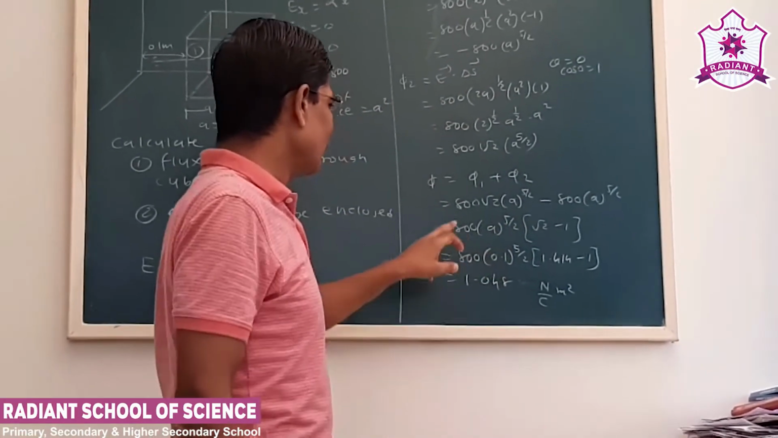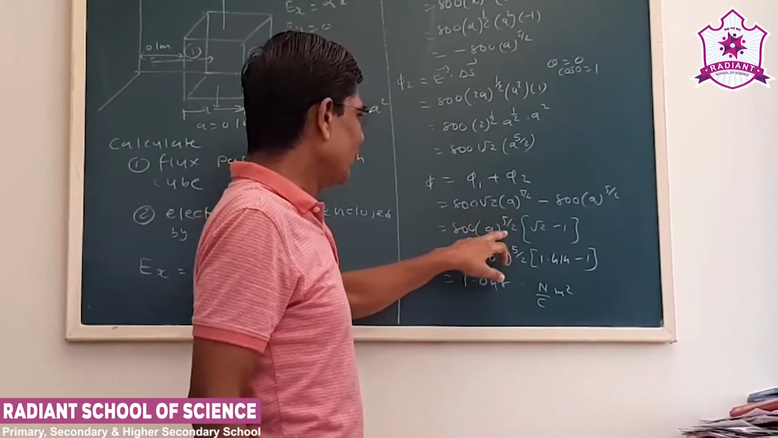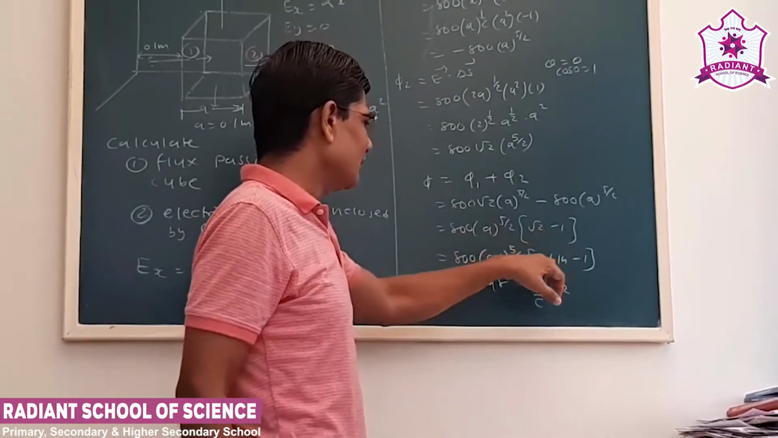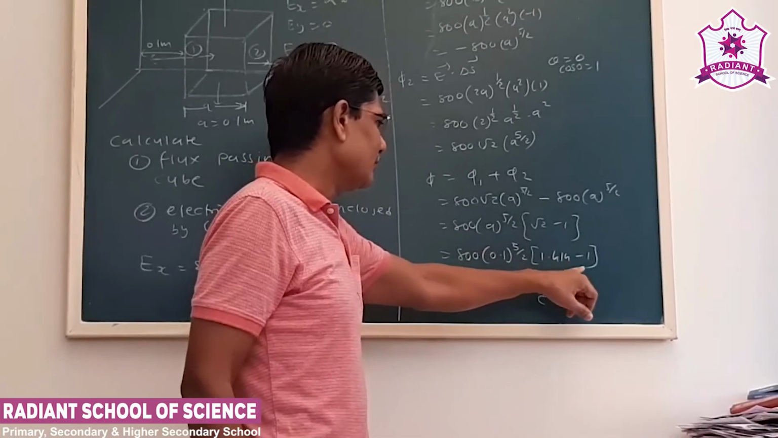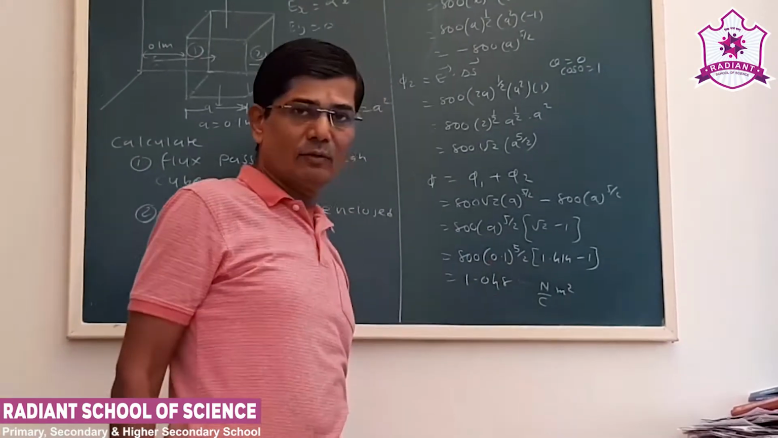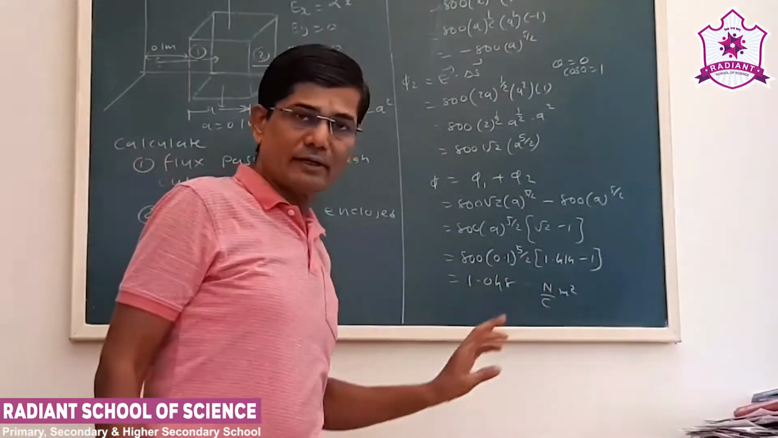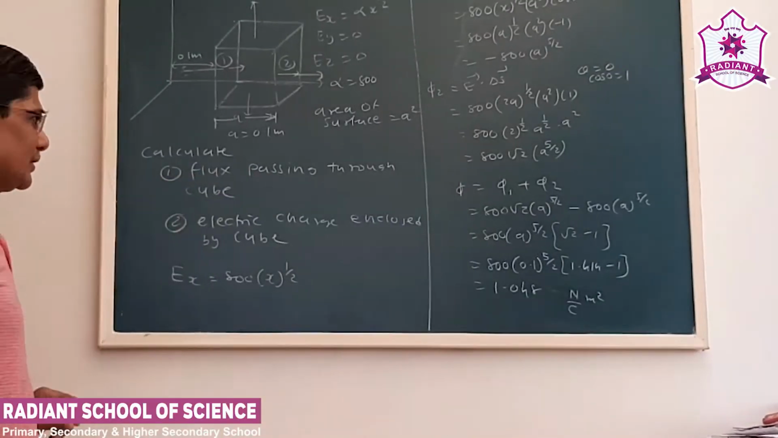Now what can we take common? 800 into a raised to 5 by 2 is common. Root 2 minus 1, root 2 value is 1.41. Now if you simplify, we will get 1.08 Newton meter square upon coulomb. So that's the answer. That is the flux passing through the Q.